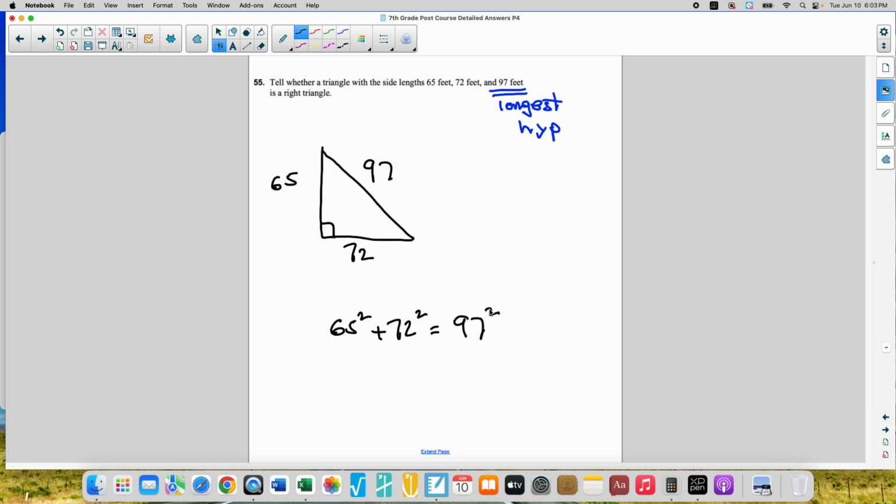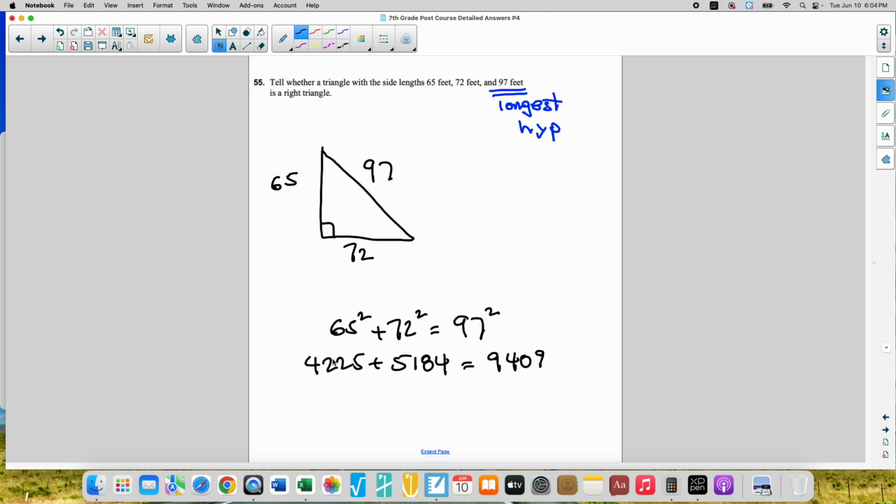So let's get our calculator out. All right, I got questions, more questions. 65 squared equals 4,225 plus 72 squared equals 5,184 equals, let's do 97 squared. That equals 9,409.